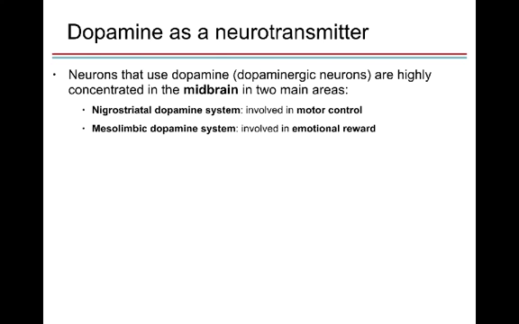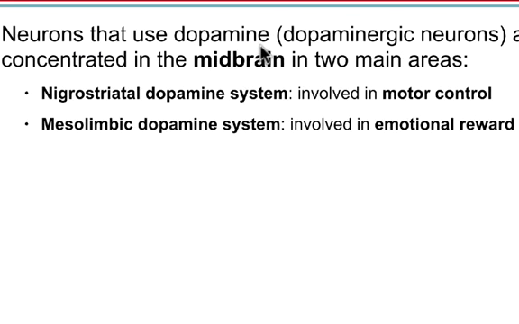Now let's change gears and talk about dopamine. Dopamine as a neurotransmitter is a very sophisticated and very important neurotransmitter. The neurons that release dopamine are called dopaminergic neurons, and in the brain they are concentrated inside the midbrain. There are two main systems that use dopamine. One is called nigrostriatal system, another is called mesolimbic system. Nigrostriatal system is involved with motor control. Mesolimbic system is involved with emotional reward.